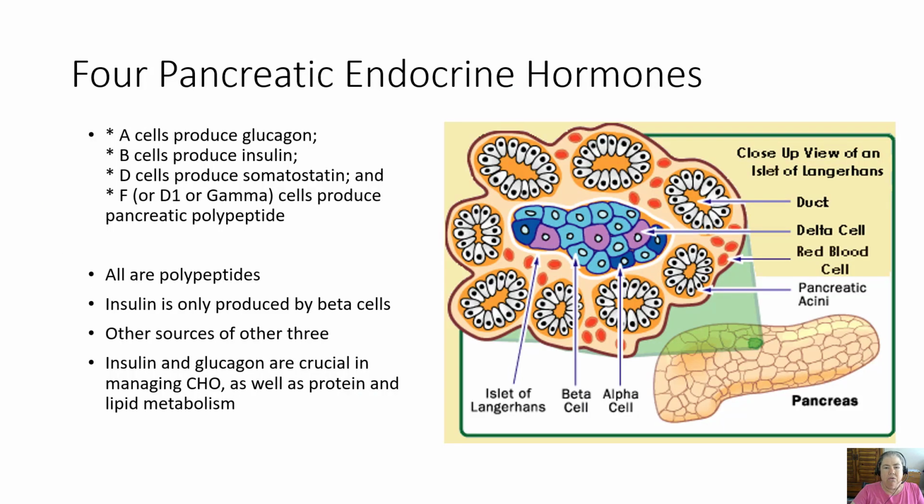Okay. So this is another view of an islet of Langerhans within the pancreas. So there are cells around the islet of Langerhans that are making enzymes that are being discharged into these ducts, but the islet of Langerhans is surrounded by capillaries and has essentially 4 kinds of cells. Alpha cells, shown here in dark blue, beta cells shown in light blue, delta cells or D cells, and F cells that are also called D1 or gamma cells.